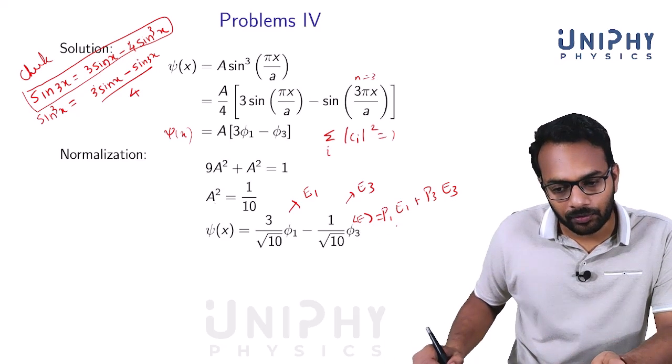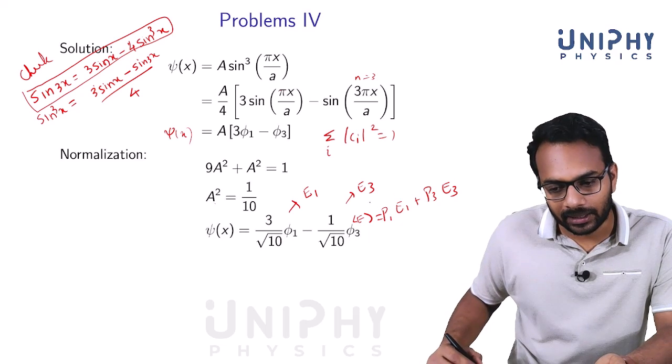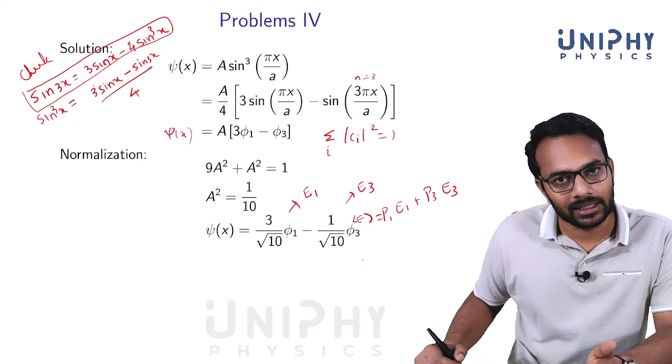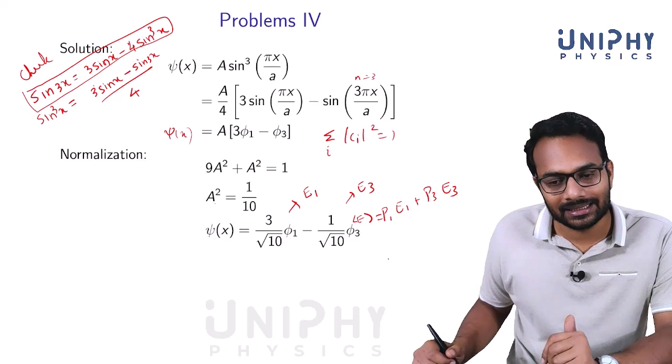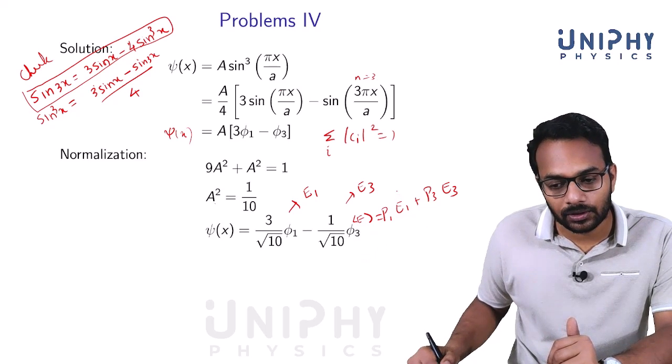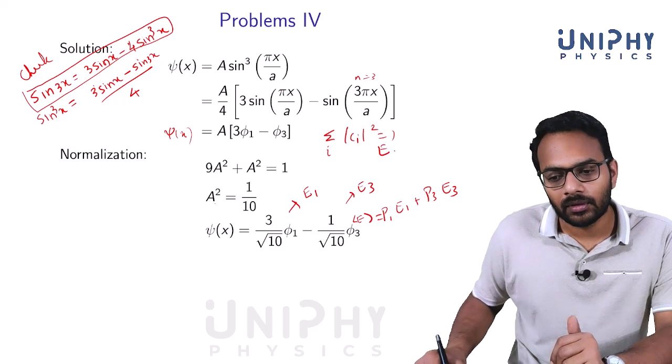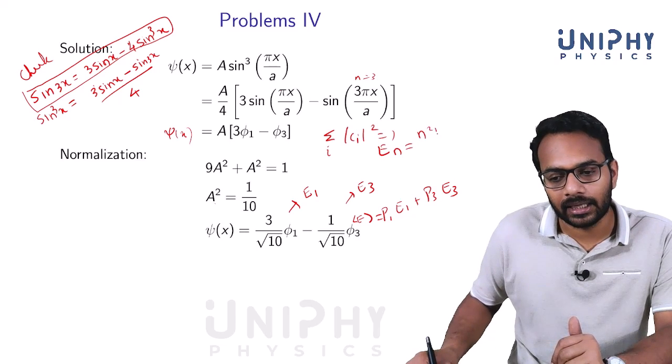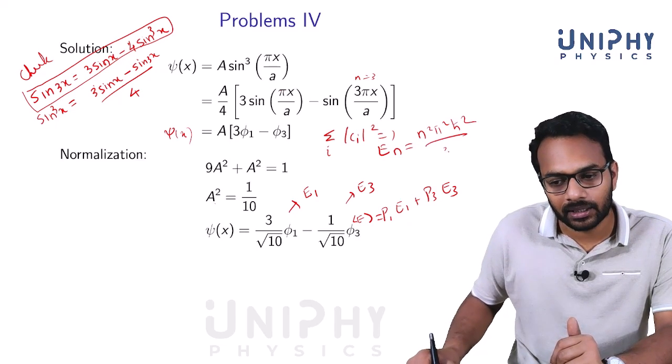We know how to find all of these things. We know P1 is 9 by 10 and P3 is 1 by 10. Okay, the generalized statistical interpretation. What's E1 and E2? We know we'll use E_n equal to n squared pi squared h cross squared divided by 2ma squared.